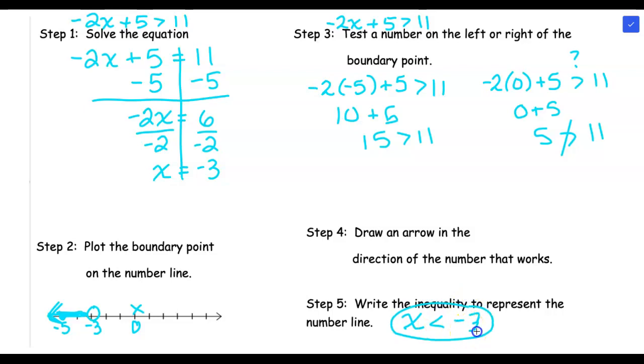So x is less than negative 3 will be my final answer, and I'll write that in the next box in GoFormative.